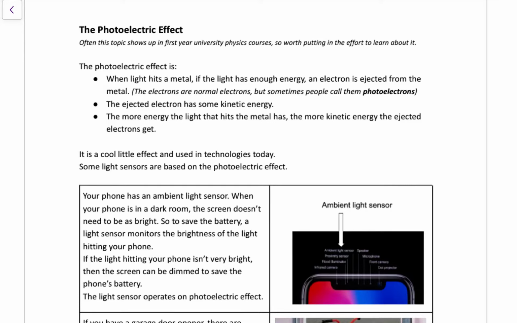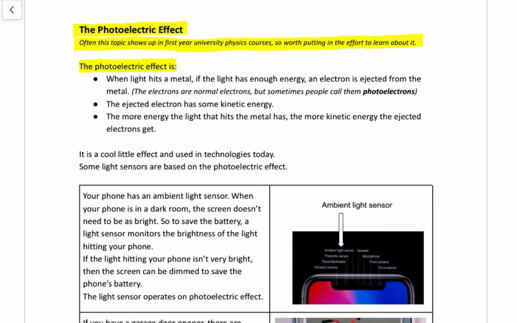The topic of this lesson is something called the photoelectric effect. I know we're near the end of the quadmester and people are starting to feel a little bit burnt out and motivation is sliding a little bit. But when I talk to people when they come back and visit, this is a topic that's done in first year physics courses in different programs, so it might be worth putting a little bit of effort into it.